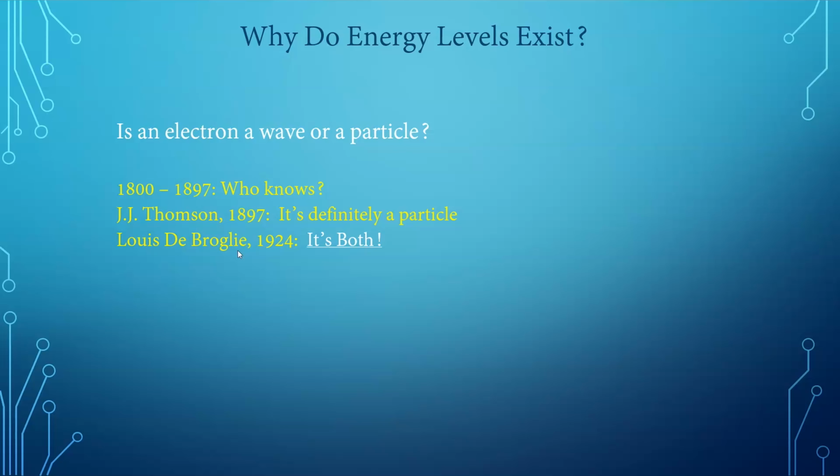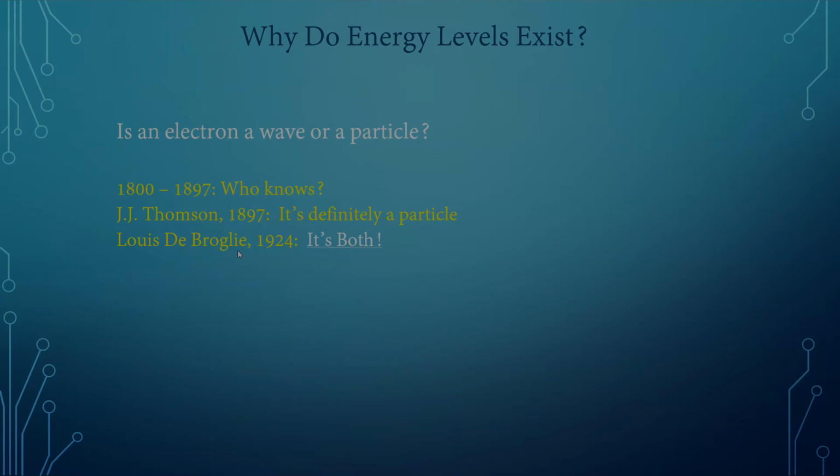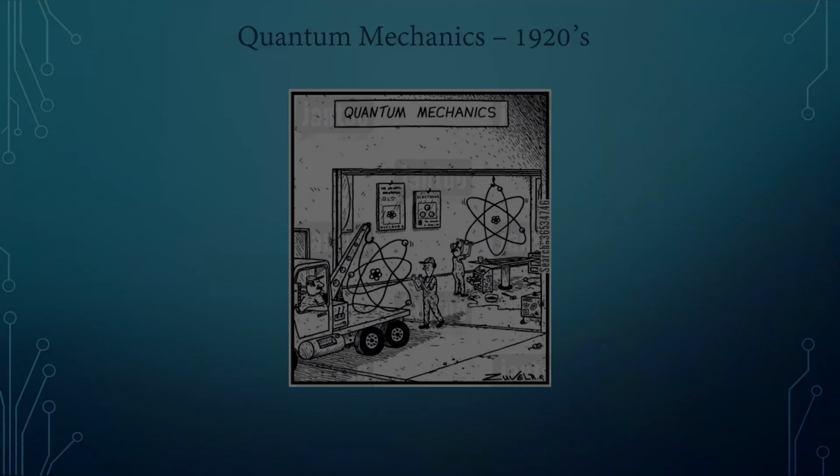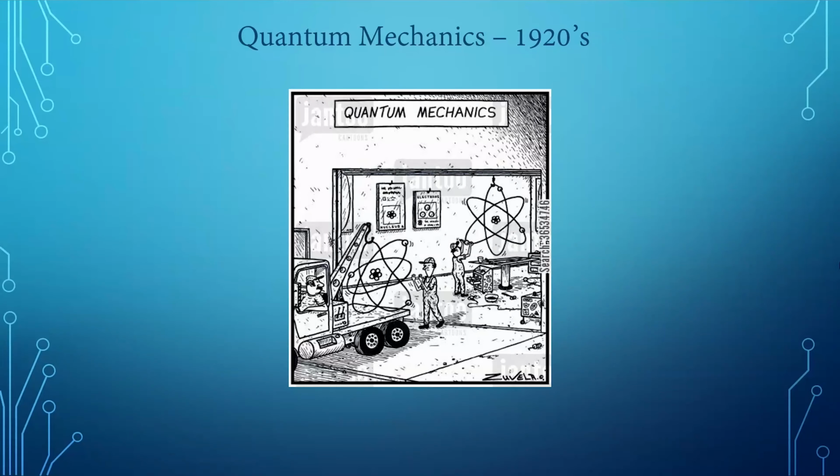It's called the wave-particle duality. And again, just like light, we're not exactly sure what an electron is. Sometimes it acts like it's a wave, sometimes it acts like it's a particle. All of these ideas came together in the 1920s with the concept of quantum mechanics. It was basically a new way of looking at the atom and, in fact, of the entire universe.